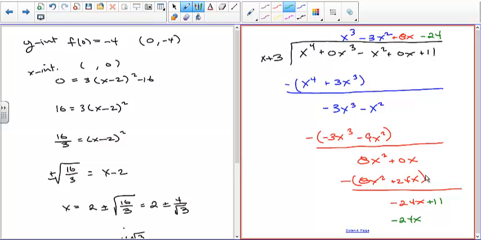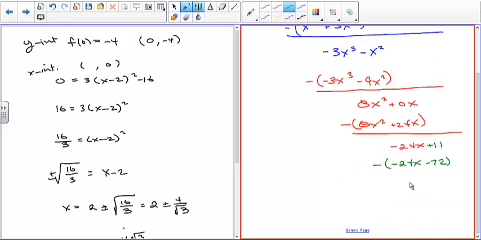-24 times 3 is -72. But I'm subtracting that, because I want to eliminate this term. -24x plus 24x is 0x. Here I have 11 plus 72. 11 plus 72 is 83. So that's the remainder.